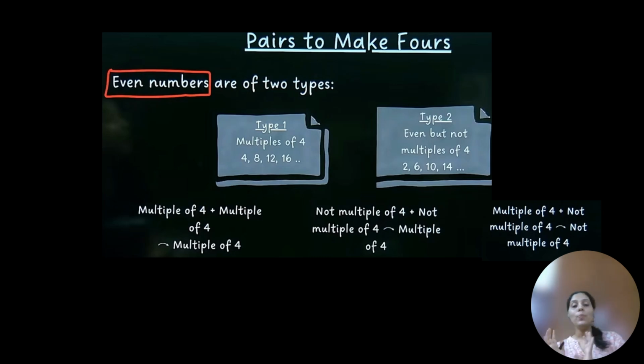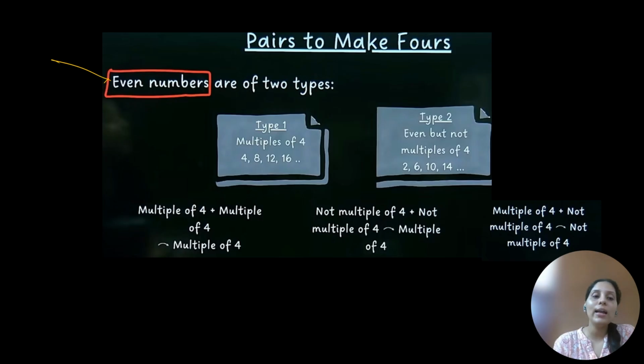Now, pairs to make fours. This is very important and it is given very complicatedly in the textbook. So let us first understand it easily. I'm sure if you look at this slide, you will understand. And then after this, you can go through the textbook. You will understand it in a better way.